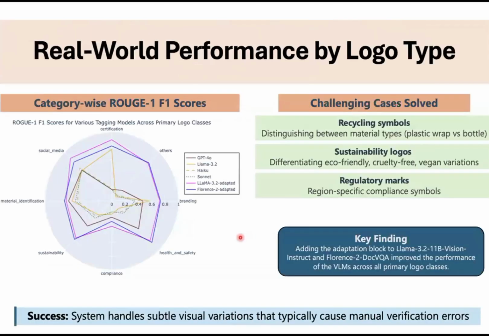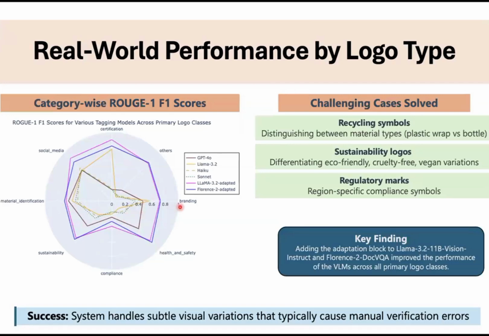Now, if we want to assess the performance of these models per logo type in the real world, we can see these spider charts showing us the performances. As you can see, we have tested some state-of-the-art models like GPT-4o, Llama 3.2, HiQ, Sonnet, and also the adapted versions of Llama and Florence. We can see all the open source zero shot models were not very well equipped with understanding of all these tag generations. And even the open zero shot Llama struggled to maintain good performance across all logo classes.